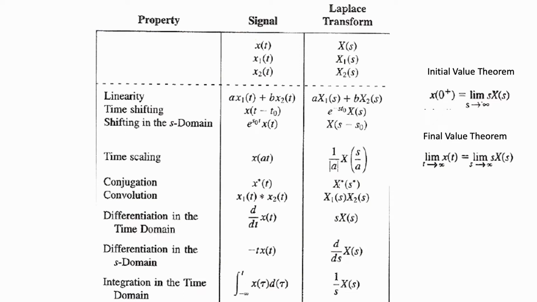Here the statements are given. First, if you take any x of t, this is a time domain signal. The signal can be represented in the Laplace domain as x of s. Then x1 of t means x1 of s, x2 of t is x2 of s. For the linearity property, a into x1 of t plus b into x2 of t, the Laplace transform of this is a x1 of s plus b x2 of s. So this is the statement for the linearity property. Okay, now we will see in detail each and every property.